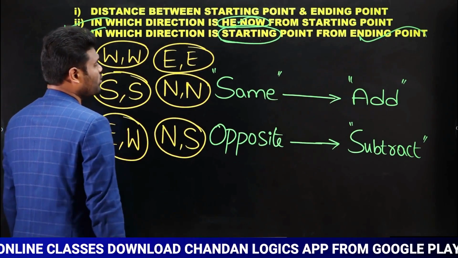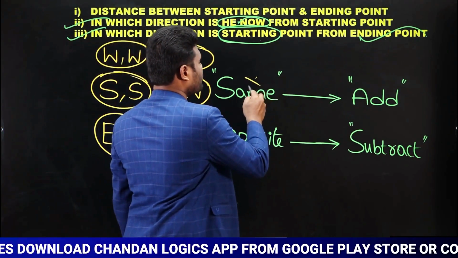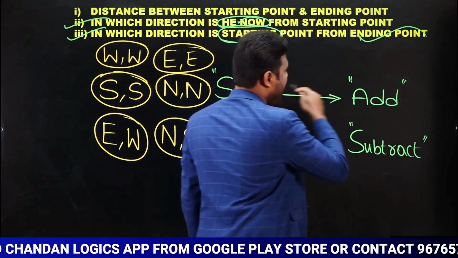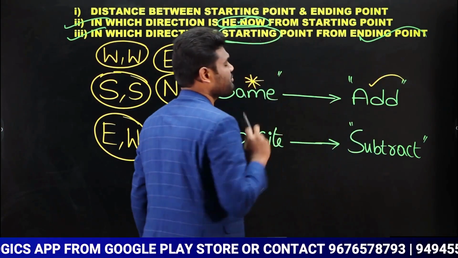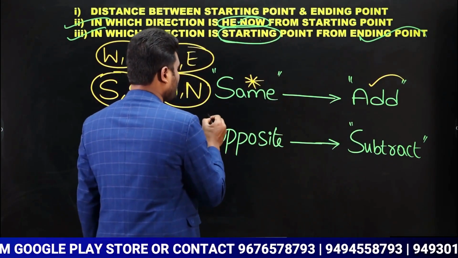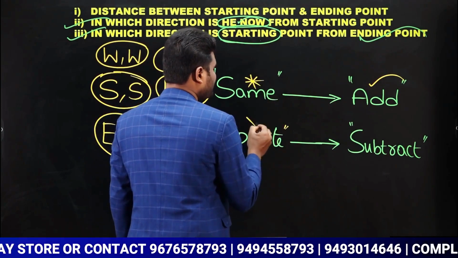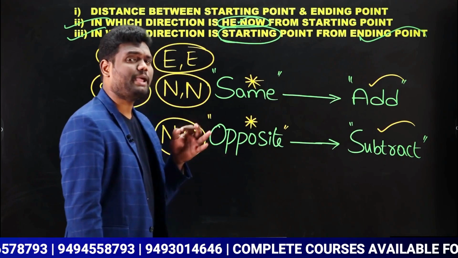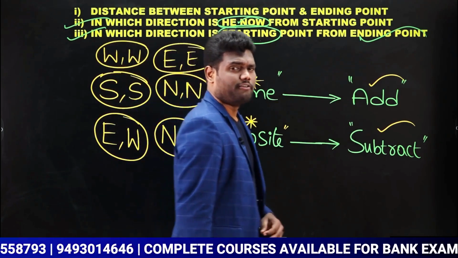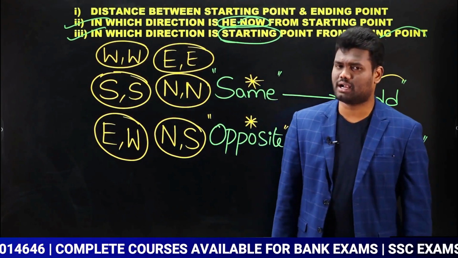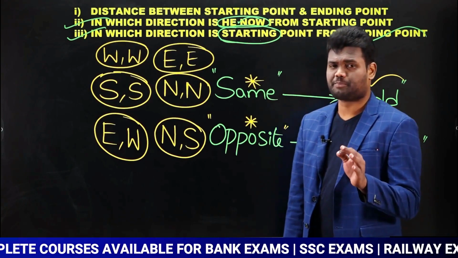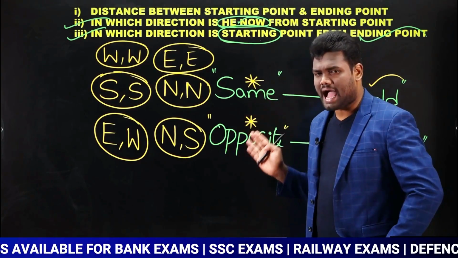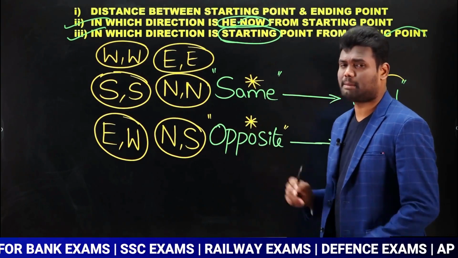So whenever you come across same, you are supposed to add it. Whenever you come across opposite, you have to subtract. This is the key point you have to remember whenever you are trying to solve questions from model number 3. Is that clear? Key point: same you are supposed to add, opposite you have to subtract.